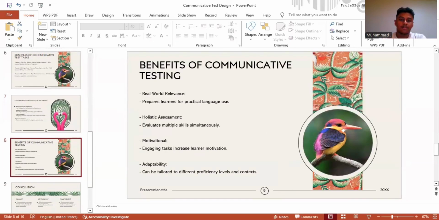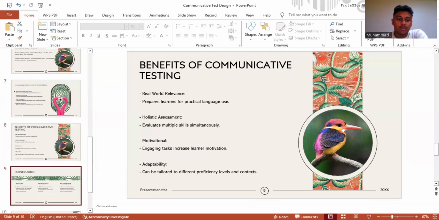Benefits of communicative testing: real-world relevance, preparing learners for practical language use. Holistic assessment, evaluating multiple skills simultaneously. Motivational: engaging tasks increase learner motivation. Adaptable: can be tailored to different proficiency levels and contexts.